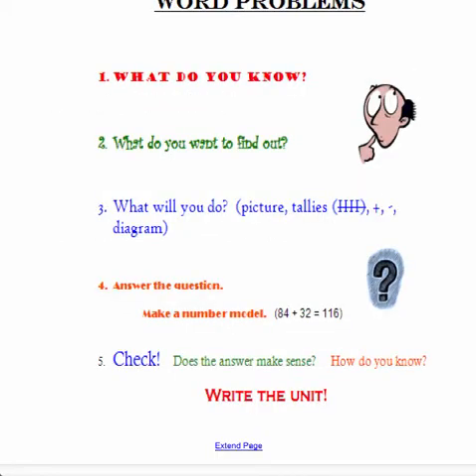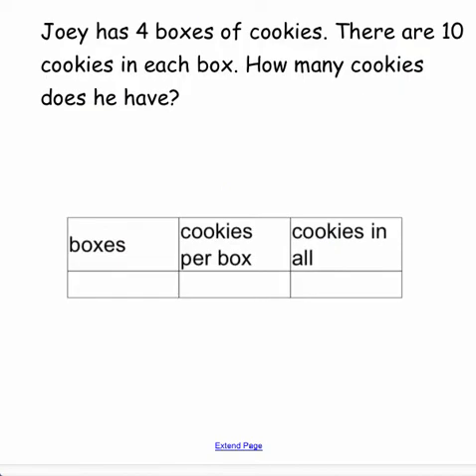When we solve word problems, it's important to think about step 1, what do you know? Step 2, what do you want to find out? Step 3, what will you do? Will you draw a picture, use tallies, make a diagram? Step 4, answer the question and draw a number model. And step 5, check. Does your answer make sense?